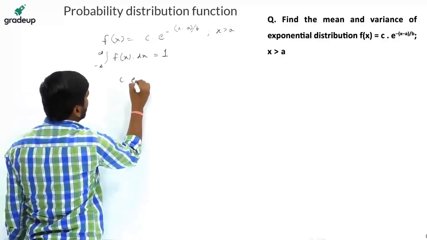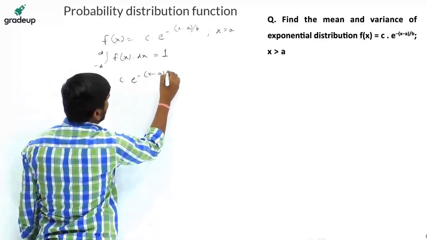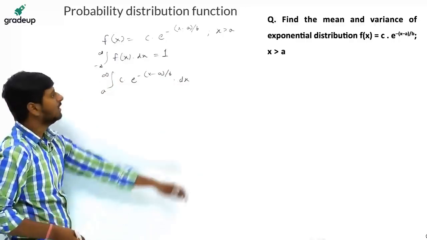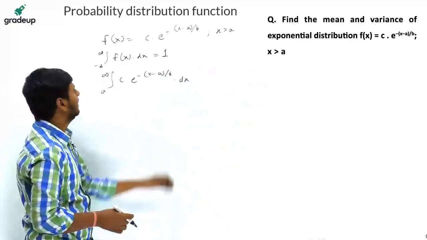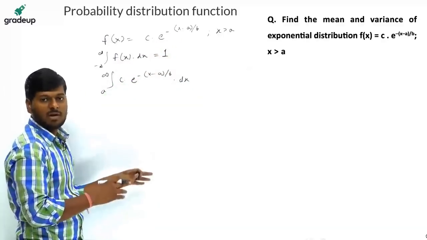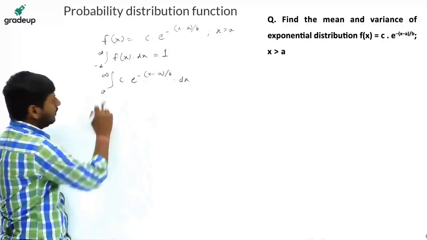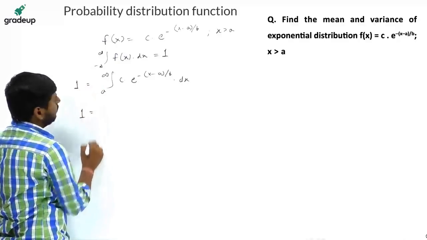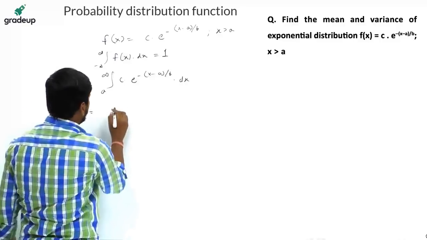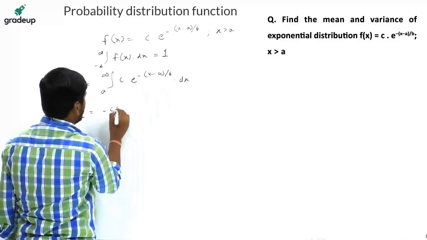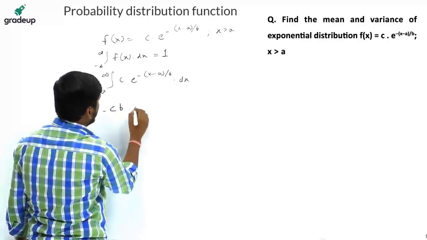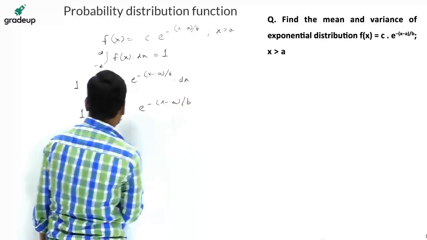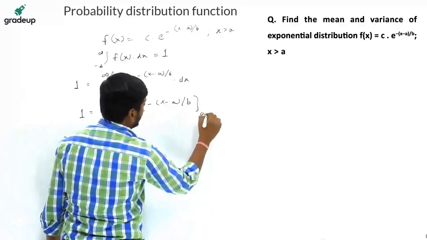C into e to the power minus (x minus a) divided by b dx, integration from a to infinity. Why from a to infinity? Because it is given x is greater than a, then only this is the distribution function. Before a it is equal to 0. So this is a to infinity. We get this equal to 1 only. So 1 is equal to, integrating, we get minus cb into e to the power minus (x minus a) divided by b, limit from a to infinity.